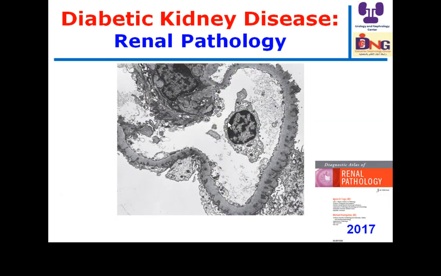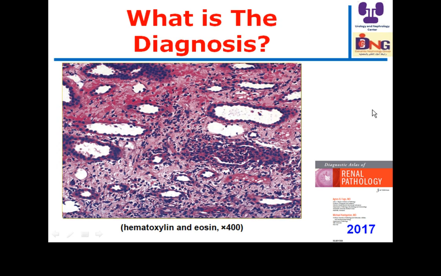If this is a patient who has diabetes, and biopsy was carried out because of proteinuria, and this is the electron microscopic appearance. This is the classic deposition here. This is the epithelial side, and this is the endothelial side. So this is subepithelial deposition, and sometimes intramembranous deposition. So this is a classic membranous nephropathy superimposed in a diabetic patient.